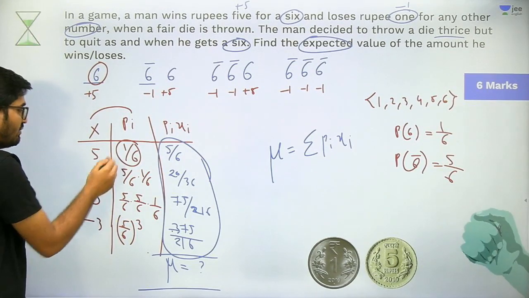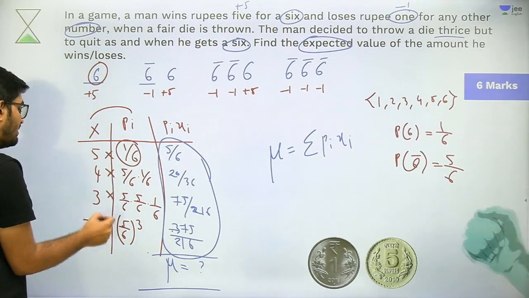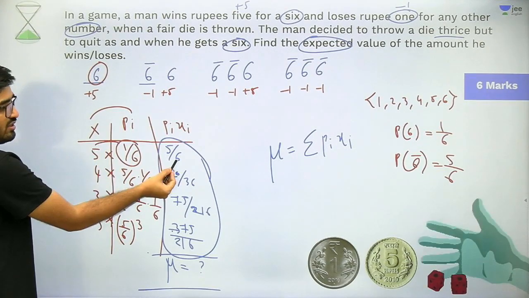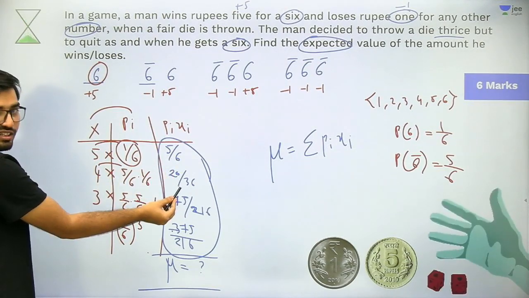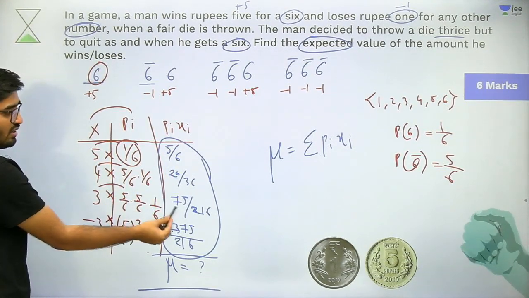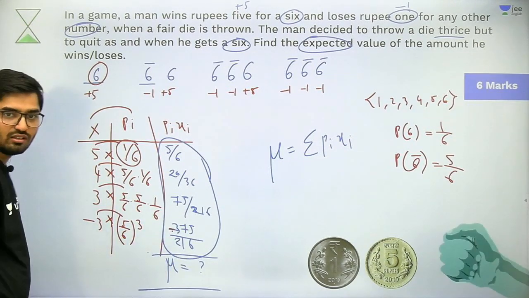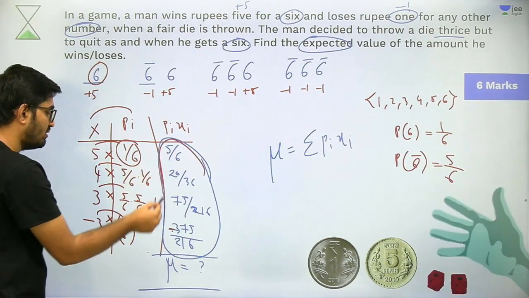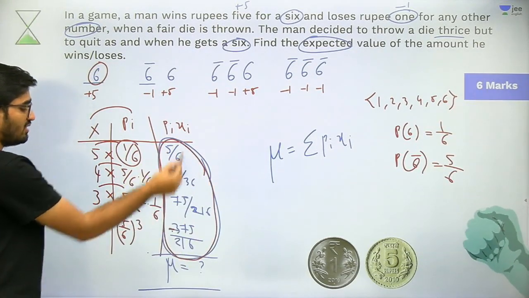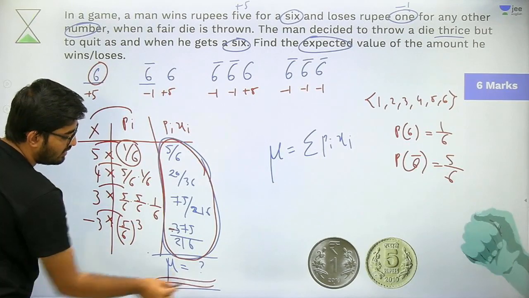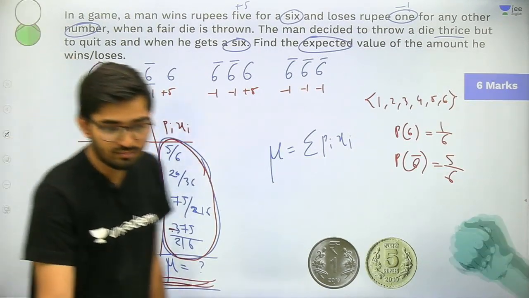Now you have to multiply them, like multiply this, multiply this, multiply this, multiply this. So this into this is 5 by 6, this into this is 20 by 36, this into this is 75 by 216, and this into this is -375 by 216, and then you have to add all this. Okay, make the denominator same and add. So whatever you get finally, that will be your answer.